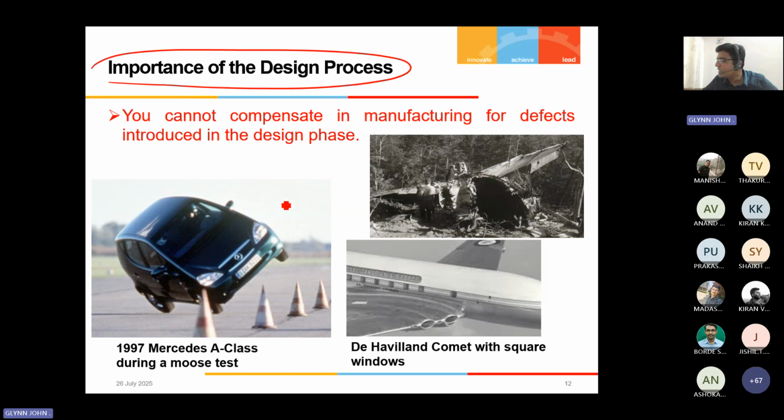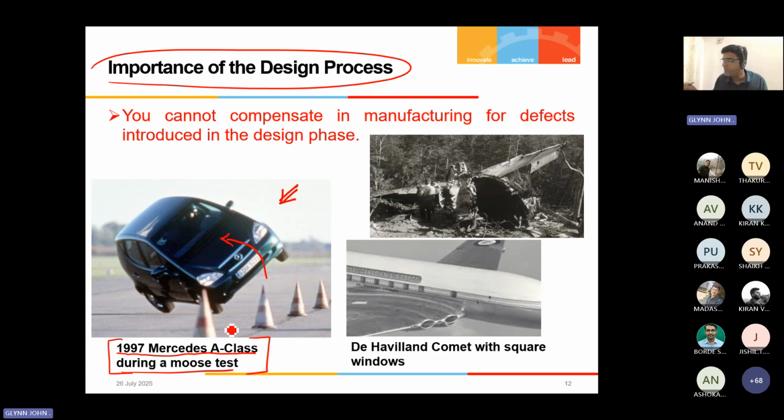Now, this is a vehicle which was developed in the 90s, right? The 1997 Mercedes A-Class. They just wanted to come up with a slightly different design, and in the process, they ended up moving the center of gravity upwards, right? Because of that, what happened? When you take a very sharp turn, this car will simply lift off, or simply roll over, right?